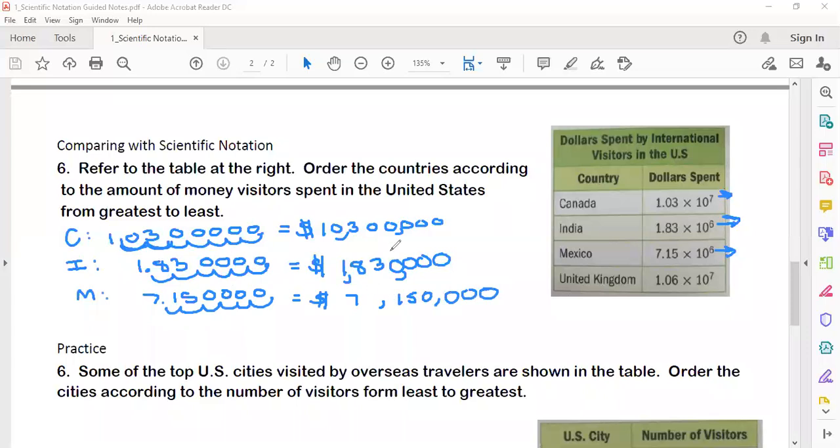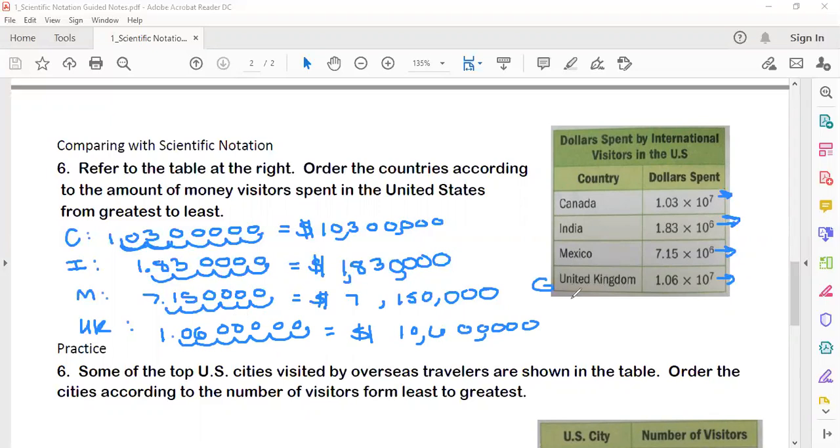And then last but not least, we have people from the UK, which is like England and Scotland and Ireland. And we get 1.06 times 10 to the 7th. So this one, I'm going 7 to the right. 1, 2, 3, 4, 5, 6, 7. So I put in 5 zeros. And so people from the UK spend about $10,600,000 in the US. So this is our greatest. So this is number 1.